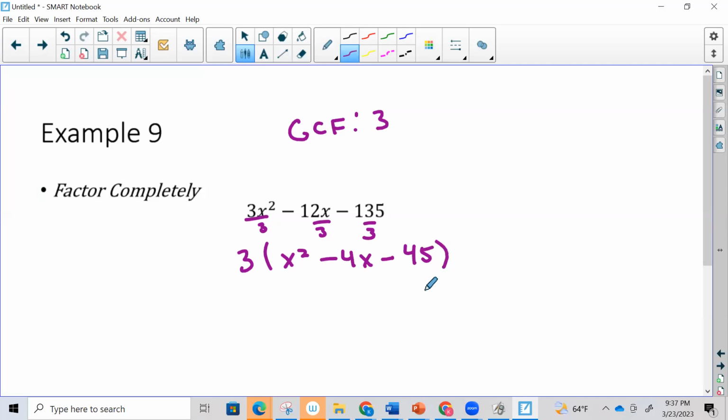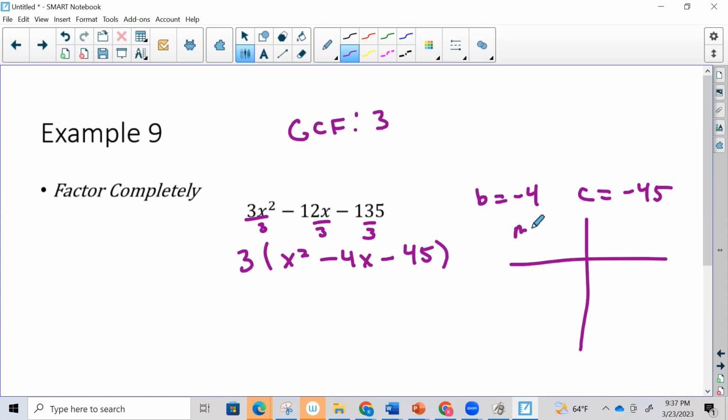Okay. Then I focus just on the trinomial, and I need to see if this factors. So B is -4, C is -45. I figure out what multiplies to C, which is -45, and adds to B, which is -4. Okay, so then I write my factors.